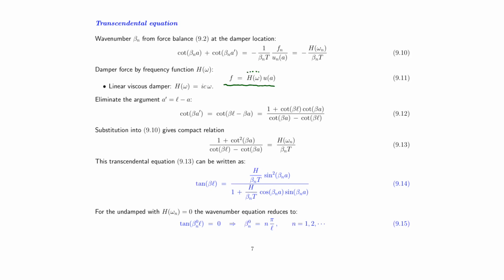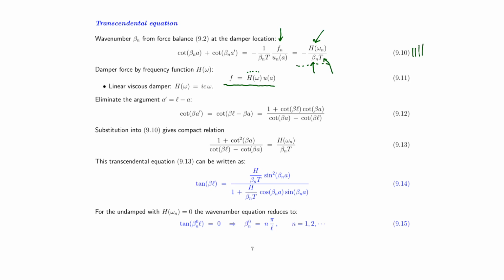So in our transcendental equation that we have here in 9-10, we can replace the last fraction here, f over un of a, with h of omega, leaving us a right-hand side that contains the transfer function of the damper, the wave number we're looking for, and the tension force T.